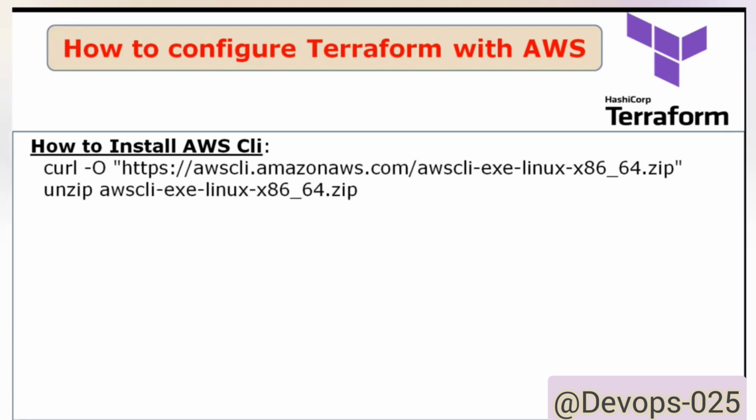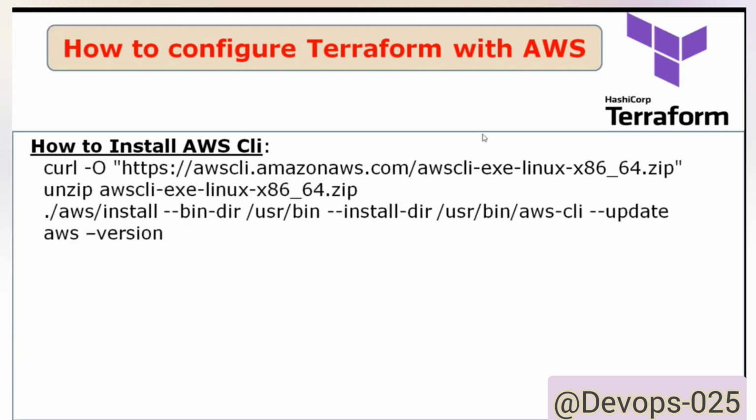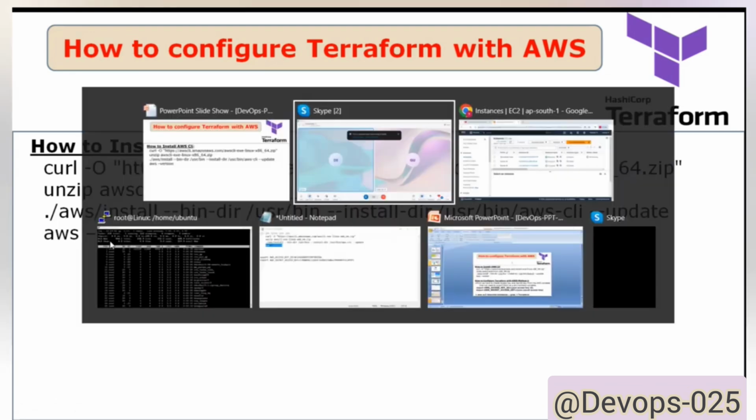So here are the commands with which we can download the AWS CLI zip file, unzip it, and install it in the user bin location. It will copy the binary of AWS CLI. Then finally it will update it, and we can see the AWS version. So let's see how to install this.